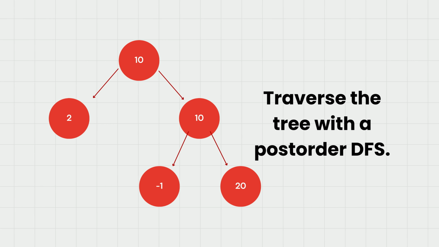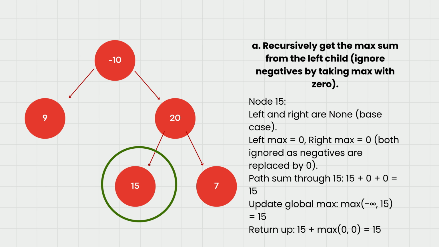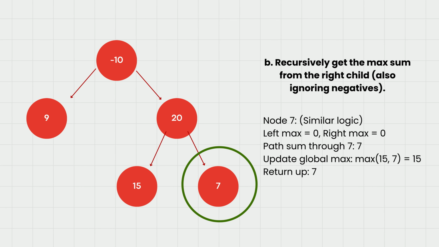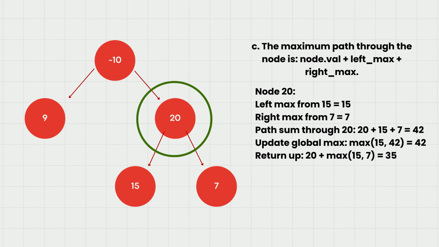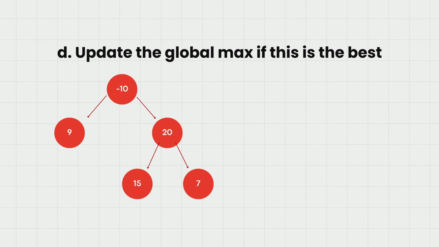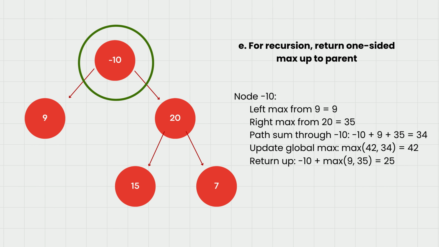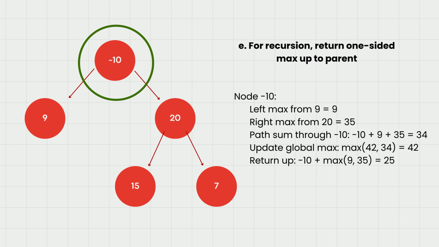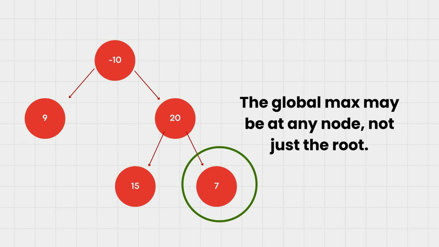Think step by step. Traverse the tree with a post-order DFS. For each node, recursively get the max sum from the left child. Ignore negatives by taking max with 0. Recursively get the max sum from the right child, also ignoring negatives. The maximum path through the node is node.val plus left_max plus right_max. Update a global max if this path is better than any seen before. For the recursion, return node.val plus max of left_max and right_max, the best one-sided path to use further up the tree. The global max may be at any node, not just the root.